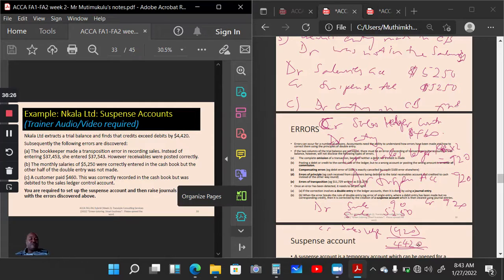So after we do this, we can see that our trial balance is now balancing. Our trial balance is now balanced.